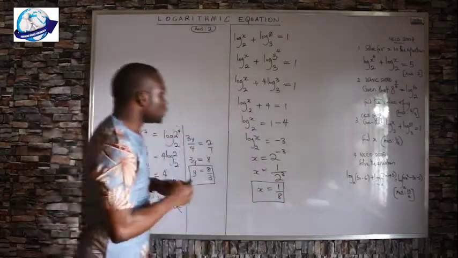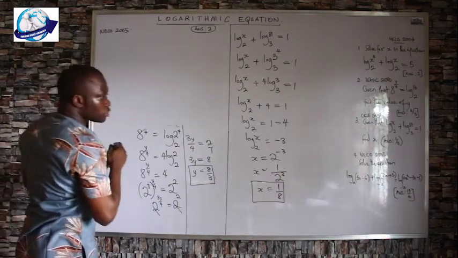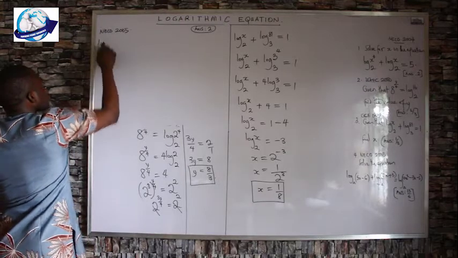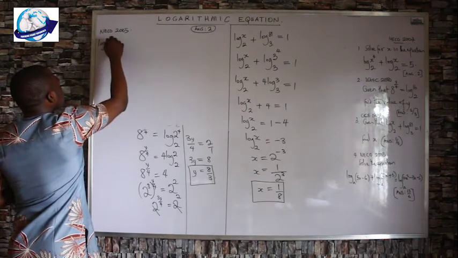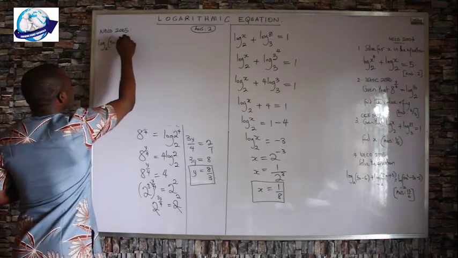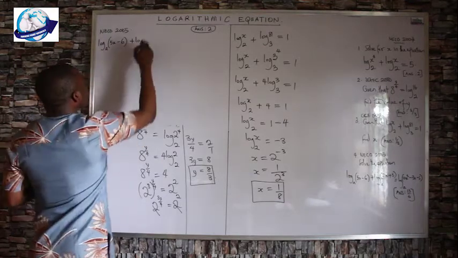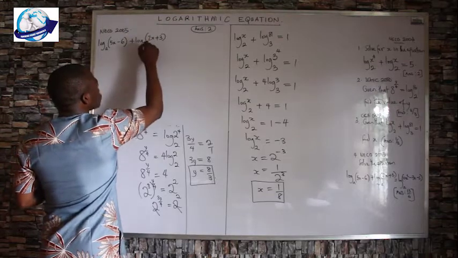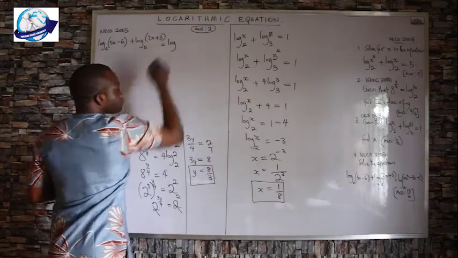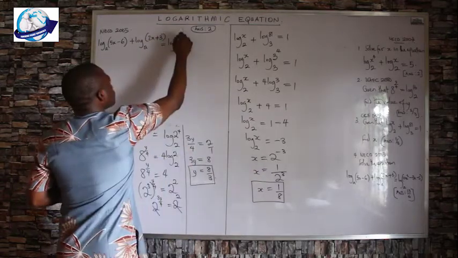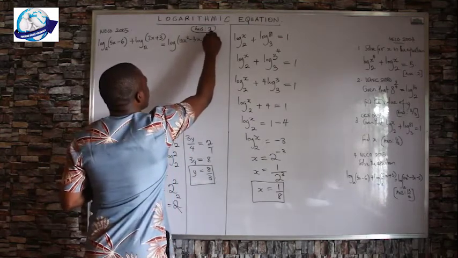We have logarithm, NECO 2005, very important question. NECO 2005 says log A, all in brackets, 5x minus 6 plus logarithm bracket 2x plus 3 base A equals to logarithm 10 in bracket 10x squared minus 3x minus 5 base A.